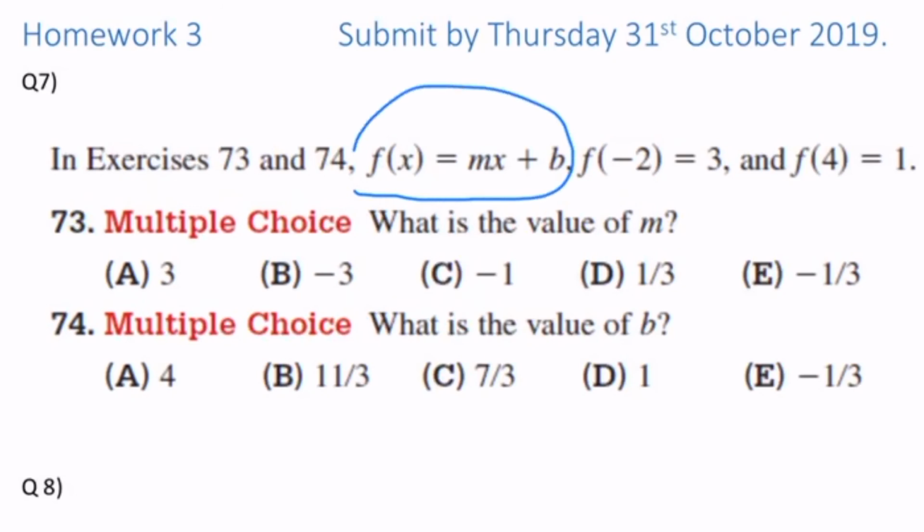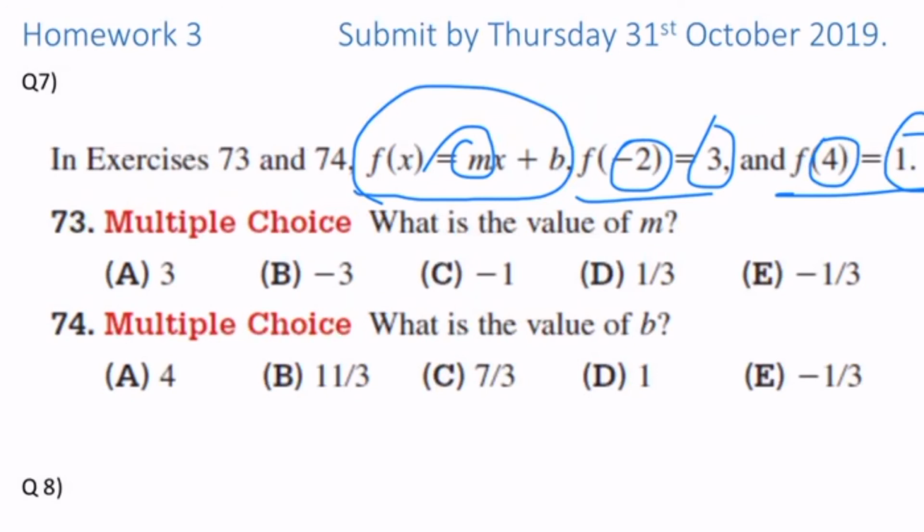Given this function, which is a linear function, and 2 points on the graph of this function, what is the value of m? M is the slope. So the slope, just take 3 minus 1 over negative 2 minus 4, and you get your answer, option E.